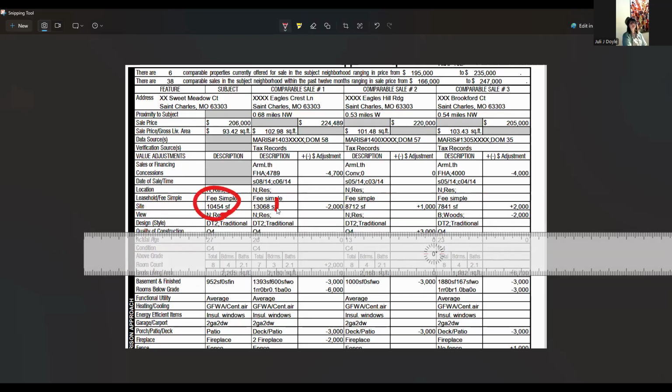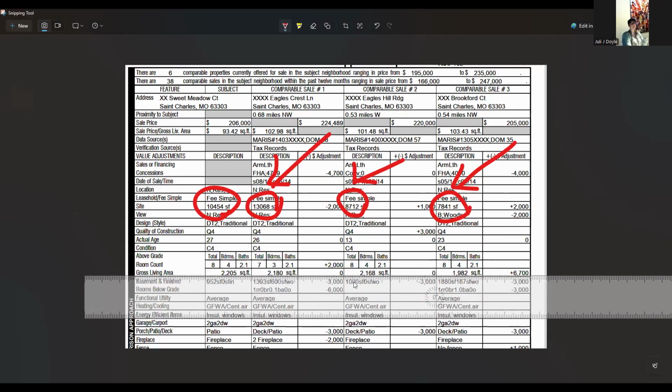This is 10,000. That's 13. That's 8,000. That's 7,000. We want them to bracket. We want something that's a little bit higher. We want something that's lower, and we want something that's supposed to be comparable. Okay, I think that this one is the one that's supposed to be comparable to that.